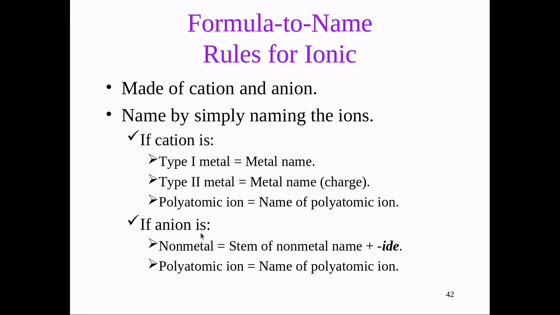If it's an anion, then you can either have a nonmetal. We're going to have the stem of the nonmetal name, but we're going to change its suffix to "ide." Okay, so you notice I might not say chlorine, I say chloride. And I don't say sulfur, I say sulfide. Okay. For polyatomic ions, we're just going to name that polyatomic ion.